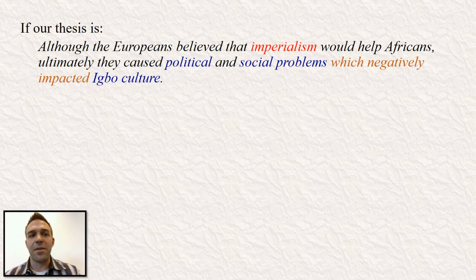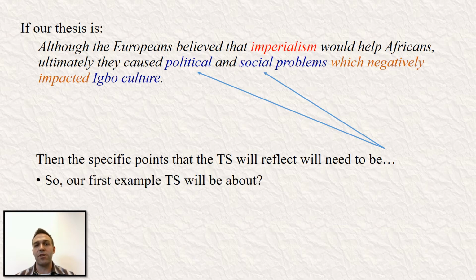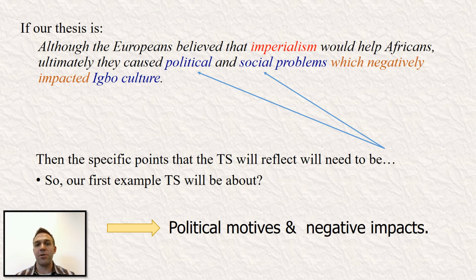So here's our thesis again. Although the Europeans believed that imperialism would help Africans, ultimately they caused political and social problems which negatively impacted Igbo culture. If that's our thesis, then we have two specific points that two different topic sentences are going to need to reflect. That would be political and social. And the way that they're organized suggests that we're going to have which one first. It would be the first one, which is, yes, political motives. And it's also going to talk about negative impacts.